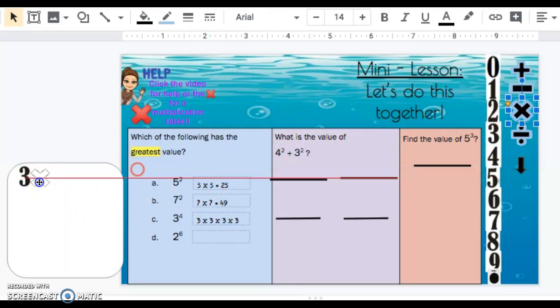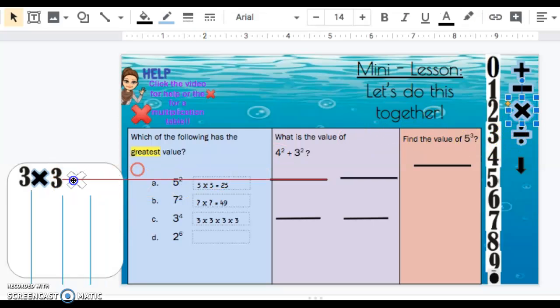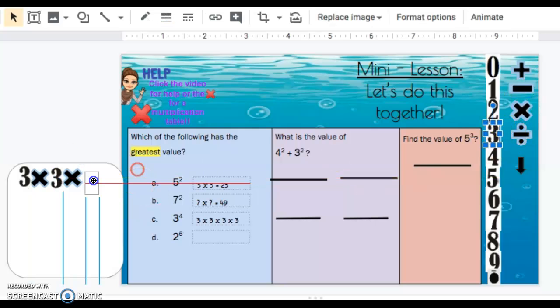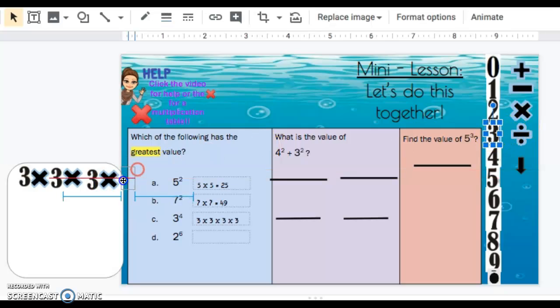3 times 3 times 3 times 3. Okay, it's going to be a little bit off, but my notebook's okay.